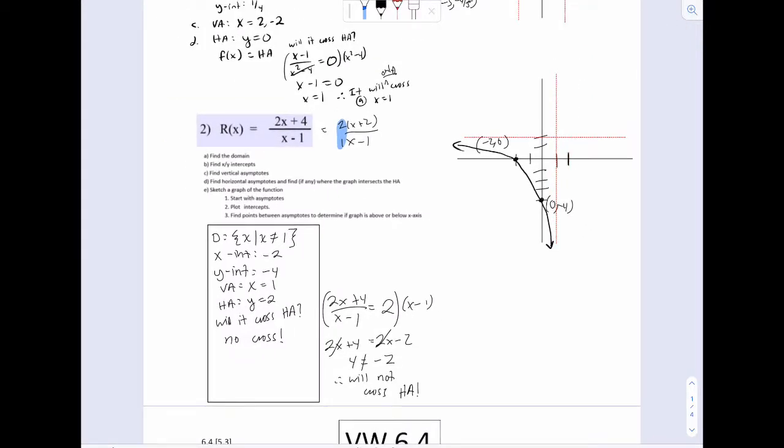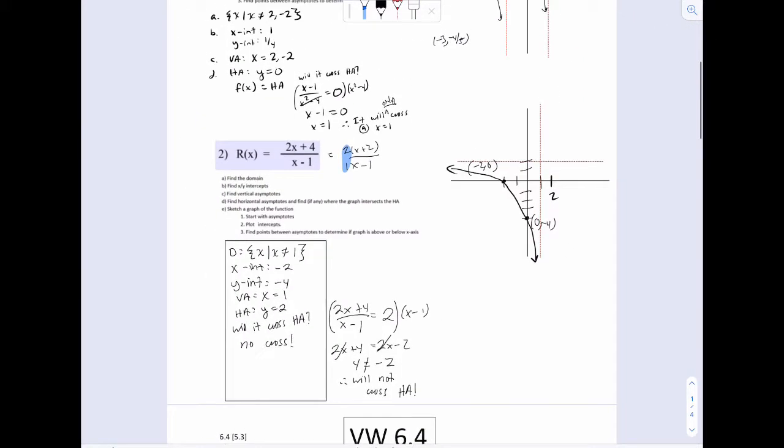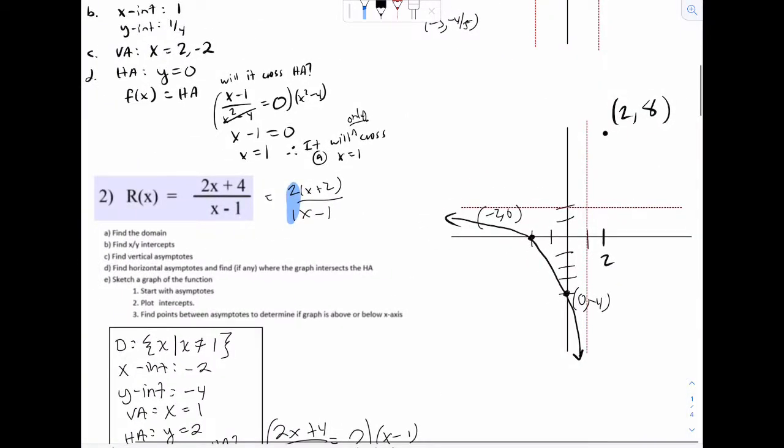Now plug in a point. Let's say plug in 2. That's going to be 8, so we'll just estimate up there. And you have to understand that's all you need, because this dot tells you that you have to approach your vertical asymptote like that. So that's just going to approach it. And that's going to approach your horizontal like that. And that's your final graph.